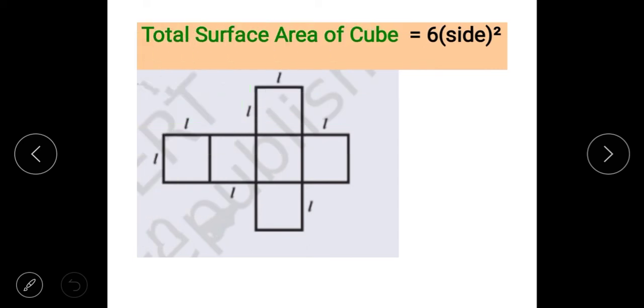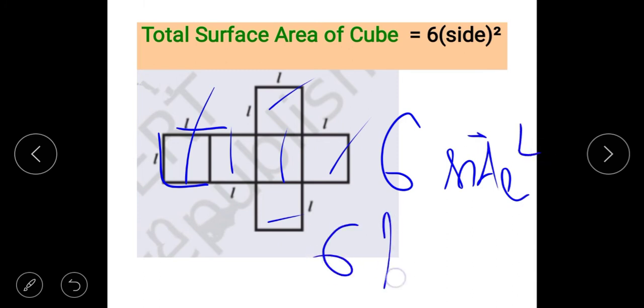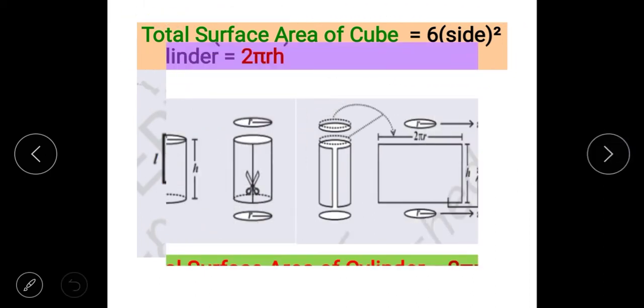Now similarly you can find the total surface area of a cube. Here all the sides are equal, so you can take the area of only one face, length into length. There are a total of 6 faces: 1, 2, 3, 4, 5, 6. So 6 side into side, side square, or 6l square. Here I am taking the length as l, so 6l square. So the total surface area of a cube is 6 side square.